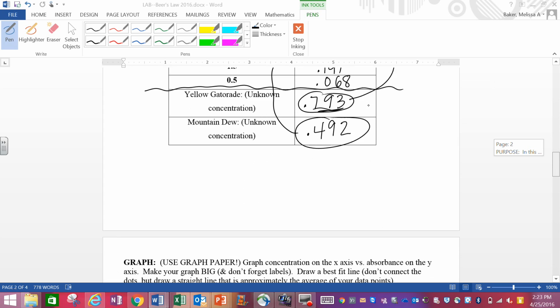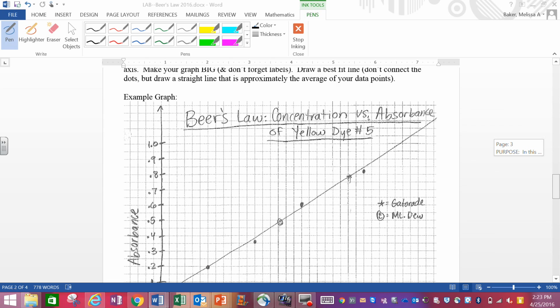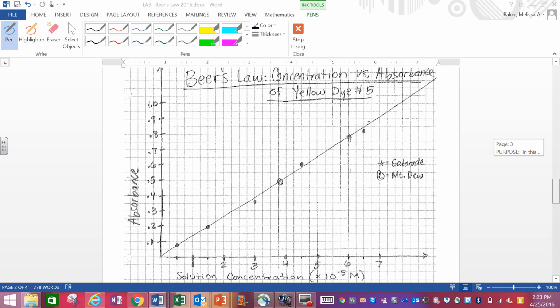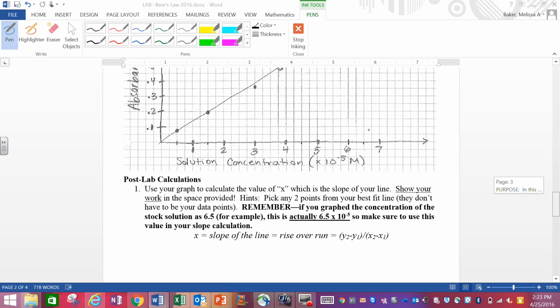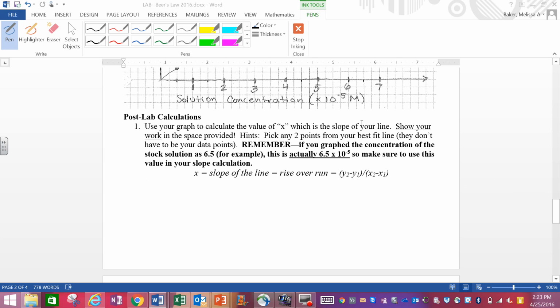What you were supposed to do is graph your data. Here I graphed my data points, and make sure that you've got your units labeled and a good title. Then you're going to pick 2 points on your line and calculate the slope. I picked the points, and don't forget the times 10 to the minus fifth. I picked the points 6.5 times 10 to the minus fifth, comma, 0.8, because that was right on my best fit line. And I picked the point 1.5 times 10 to the minus fifth, comma, 0.2.